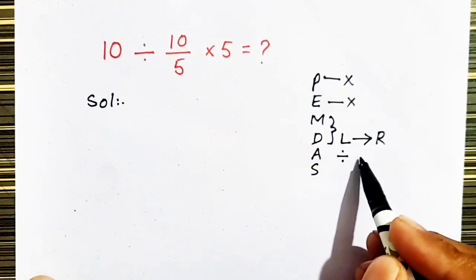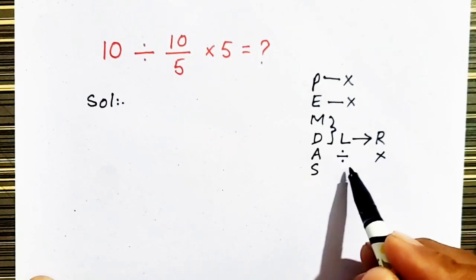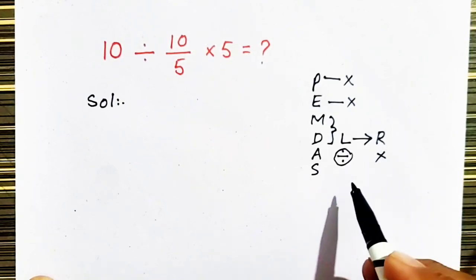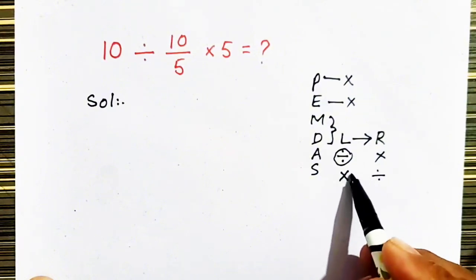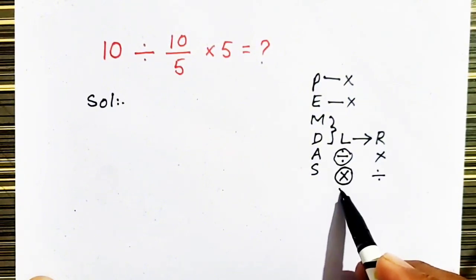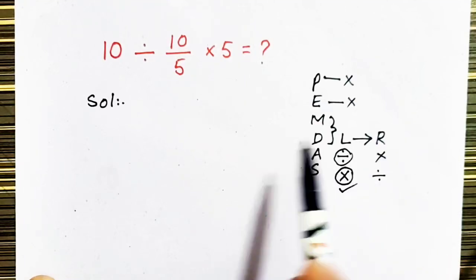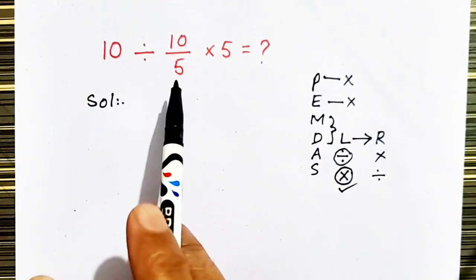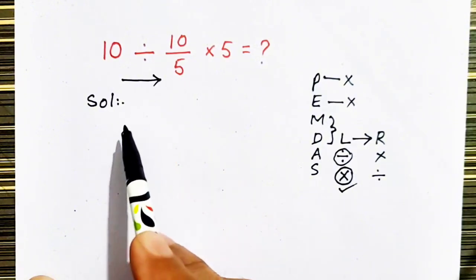Meaning if division is at left and multiplication is at right, we have to divide first. But if multiplication is at left and division is at right, we have to prefer multiplication first. It is the meaning of left to right. So by solving this question, we have to move from left to right.